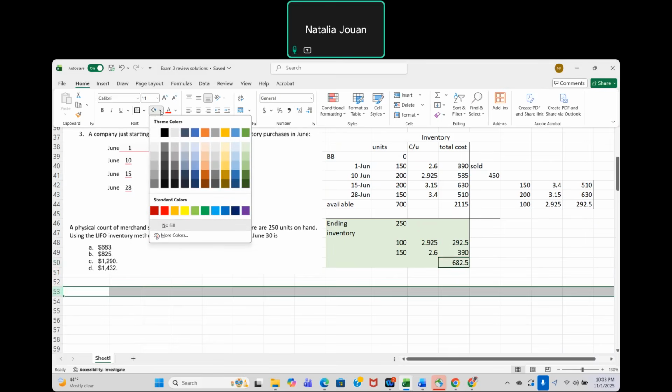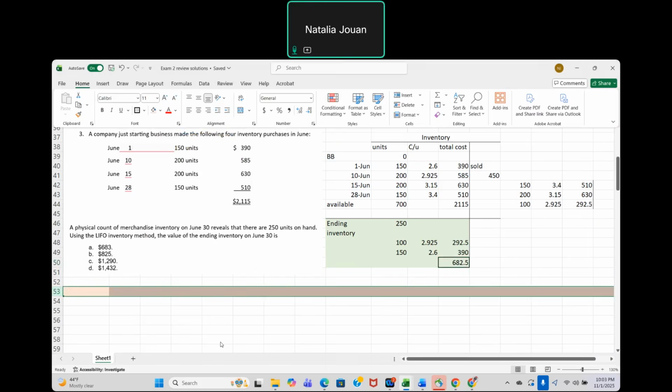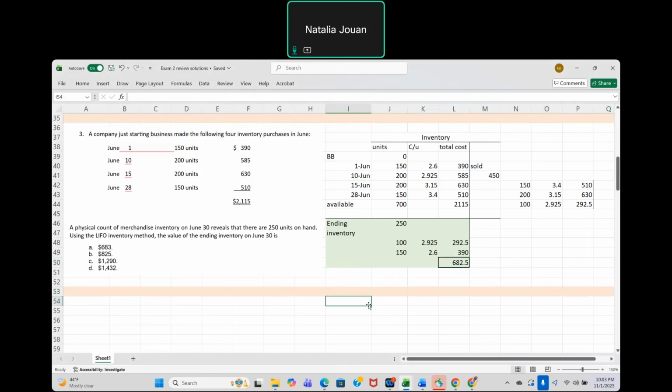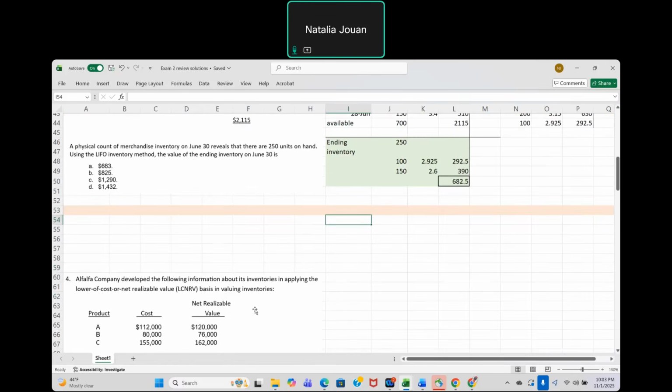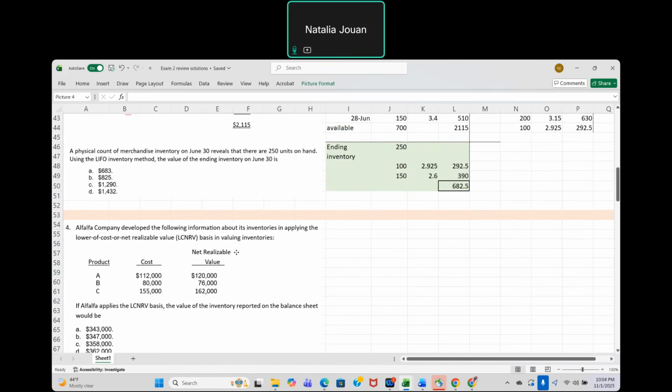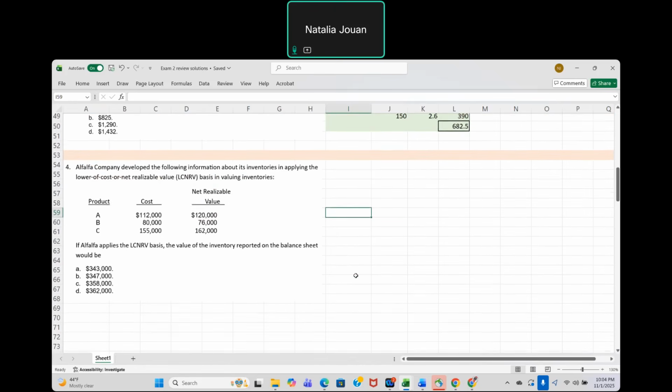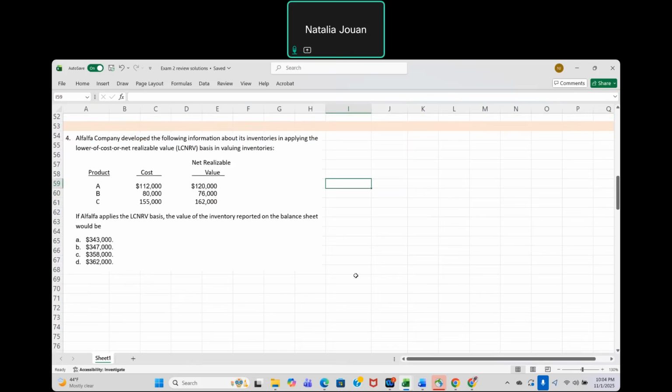All right. Remember, when you don't know what to do, just organize the information. That's one of the skills that we really want you to learn here in accounting. Organizing information. So set it up and then you start working, and see what your focus is. Is it the cost of goods sold or is it the ending inventory? What is the question asking about? All right. Next, lower of cost or net realizable value.